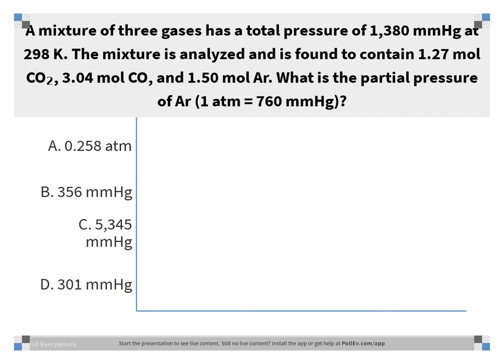First, you're going to solve for the mole fraction of the argon by taking the moles of the argon, which is 1.50, and dividing by the total number of moles, which would be 1.27 plus 3.04 plus 1.50. Once you have that mole fraction, you multiply by the total pressure of 1,380 millimeters of mercury, and that gives you 356 millimeters of mercury, which is B.